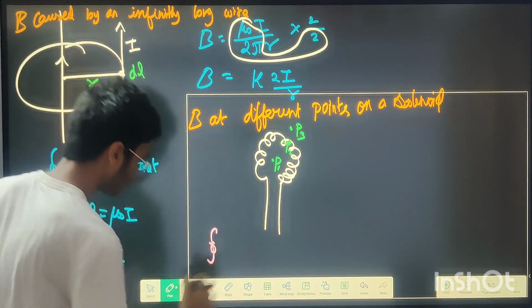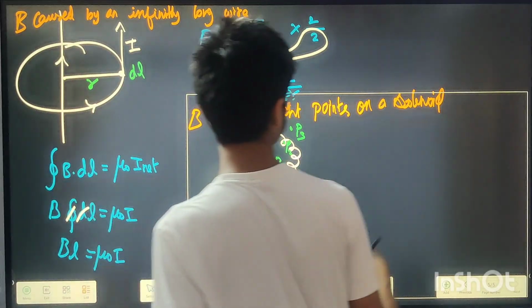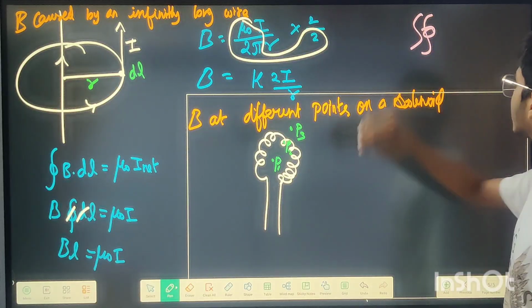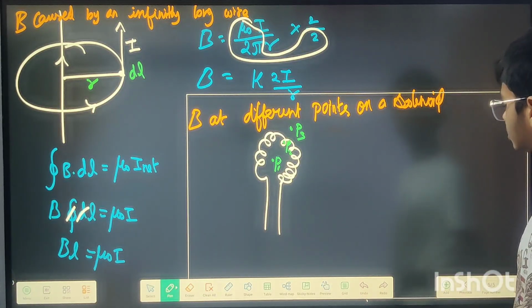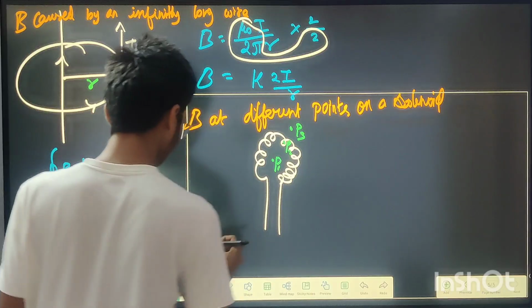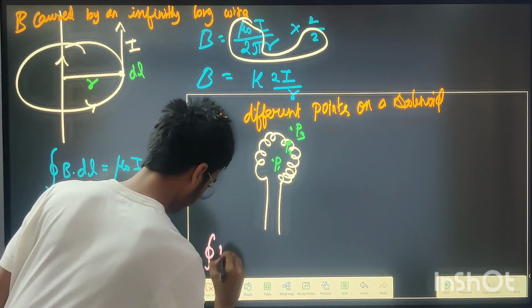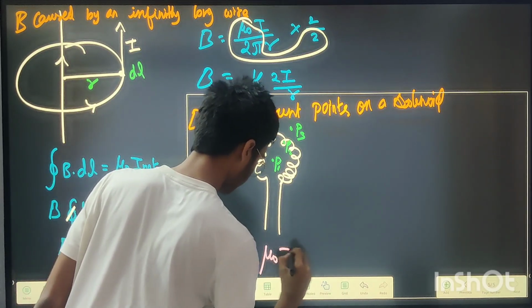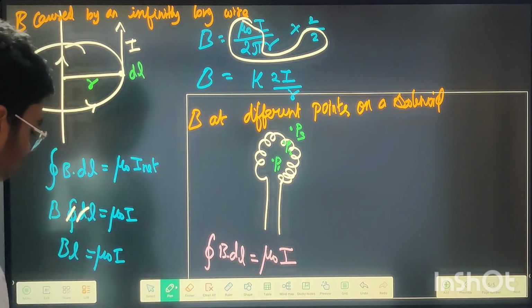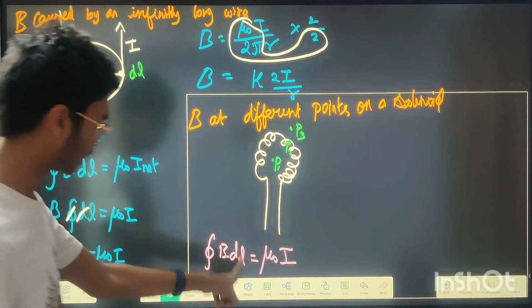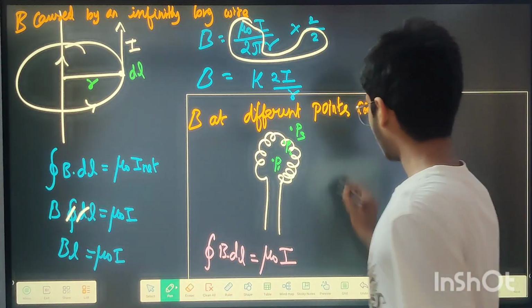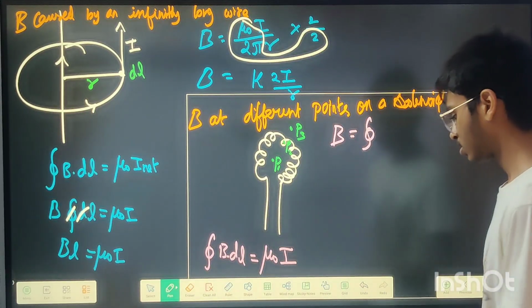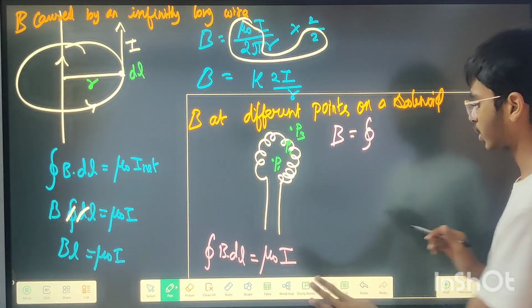So line integral. Normally, integral is of many different types. When you write it like this, it is just an integral; when you write it like this, it is a line integral. Also there are integrals like this. Line integral of B dot dl is equal to mu naught I, where B is equal to the line integral, in place of I we can substitute the formula.